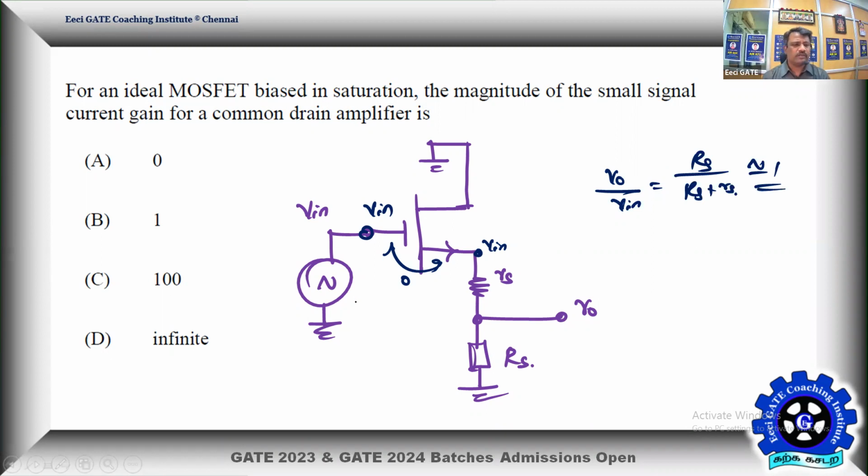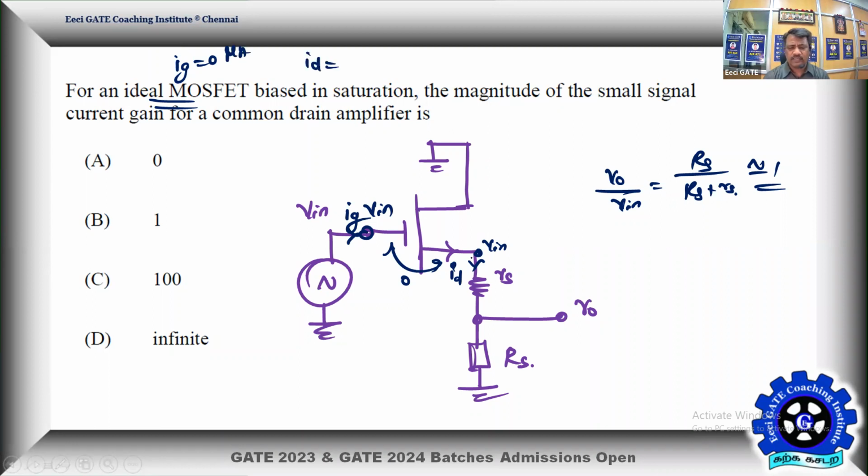Now the current gain means, so what is the current here? It is going to be your IG. What is the current here? This is going to be your ID. So do we have a gate current? So ideal MOSFET, there is no gate current. Gate current is always 0, even in the order of microamps. So the gate current is 0 microamps, but ID will exist.